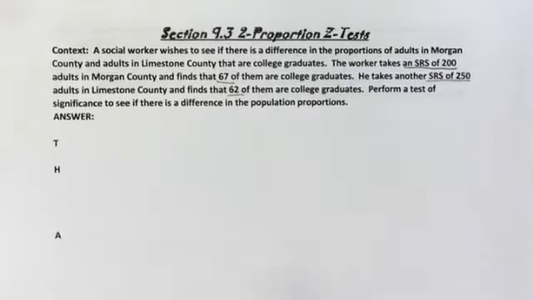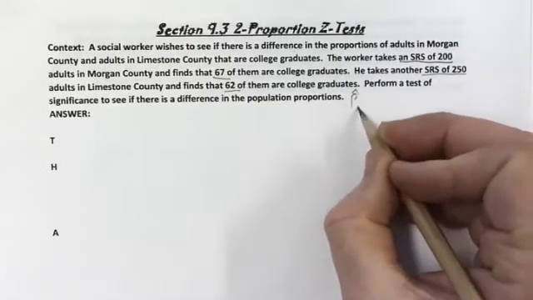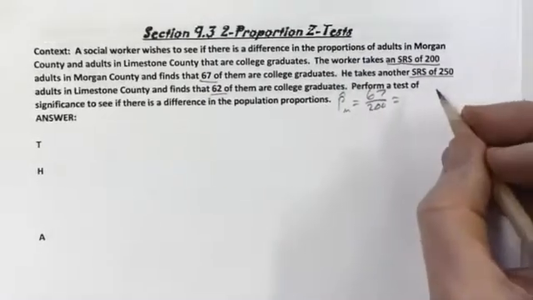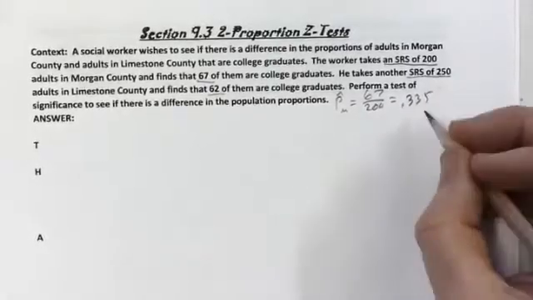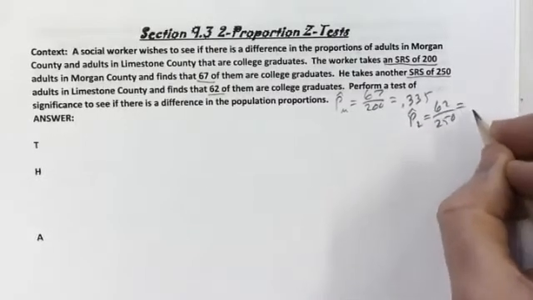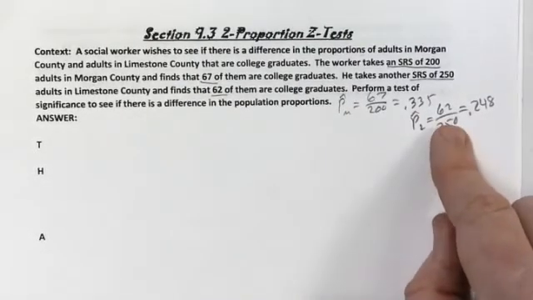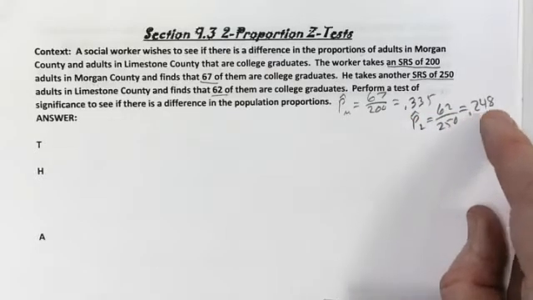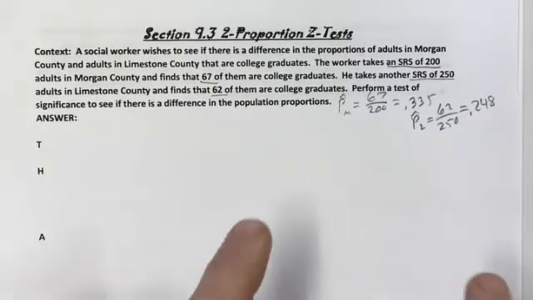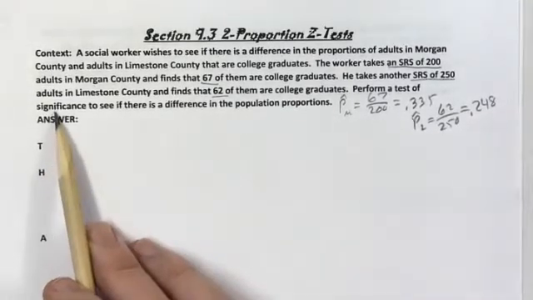So I like looking at the proportions here. So our p-hat for Morgan County is equal to 67 successes out of 200, and that is equal to 0.335. And then our sample value, our p-hat for Limestone County is equal to 62 out of 250, and that's equal to 0.248. So in our samples, Morgan County was more than Limestone County, 33.5% to 24.8%. But the question is, is that difference statistically significant, or is it plausible that the two population values are in essence the same? All right, so we're asked to perform a test of significance, otherwise known as a hypothesis test.